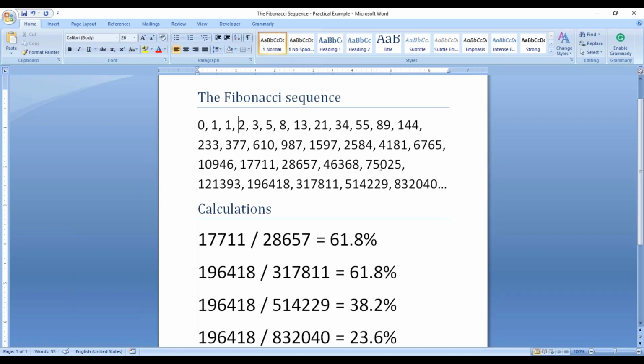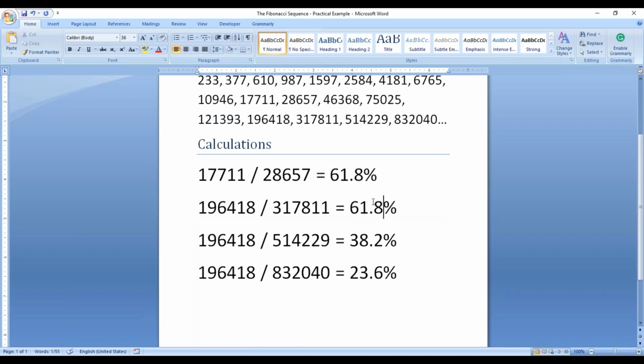You add 75,025 to 46,368, you get 121,393, and so on until eternity. Even if you involve billions and trillions, big numbers, it will still give you these ratios when you divide a number by the one that comes after it.